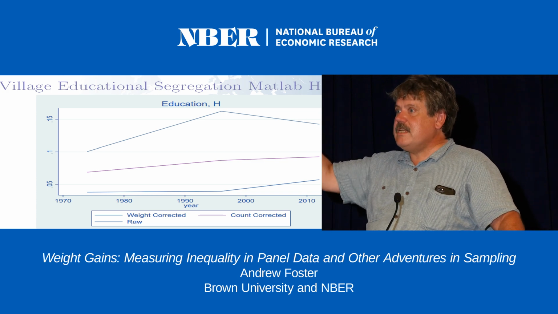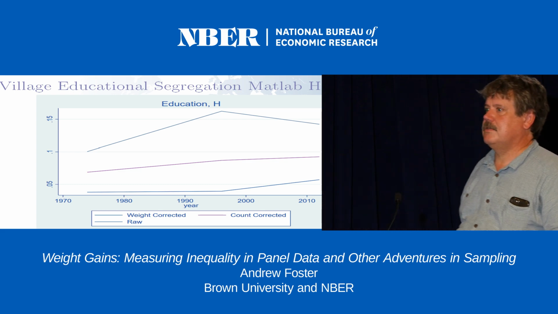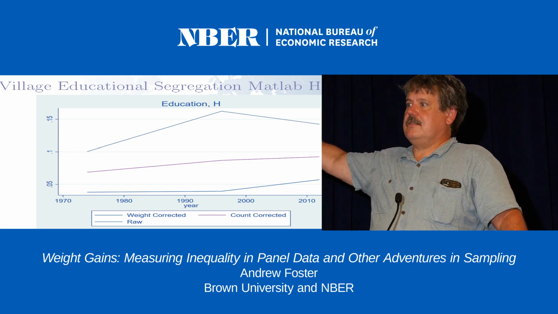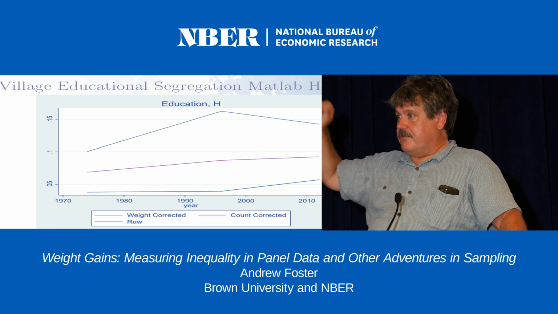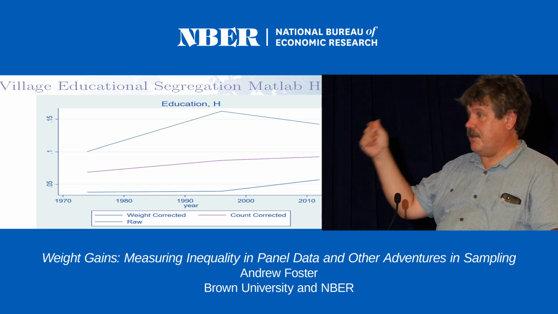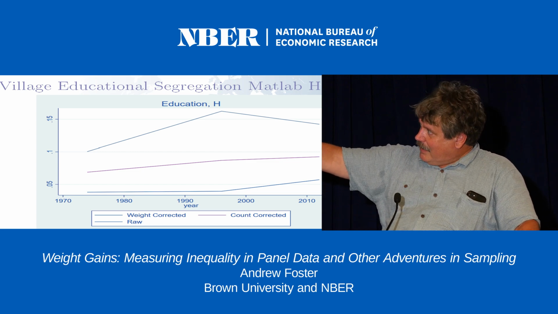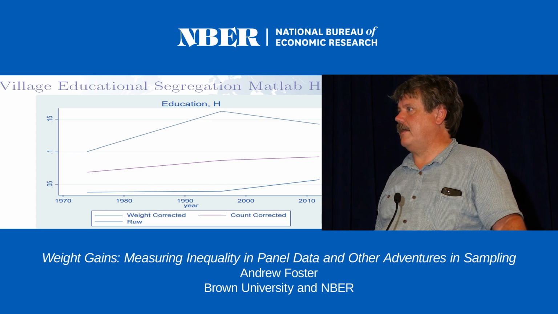And you get a really different answer if you deal with the weights, and even with the counts. With the raw data, there's an increase through 96 and then a decrease in the degree of segregation. This is education, the extent to which there's sort of variation across villages in education. But if you do the corrected estimates, it was pretty flat, and the segregation only started to rise when you got to the last round of the survey.